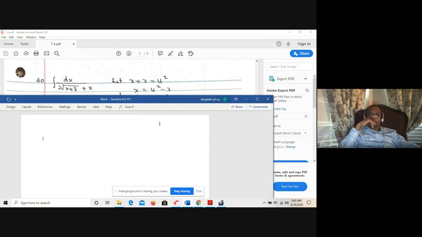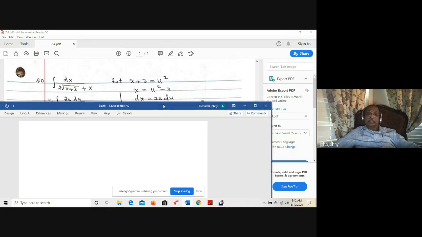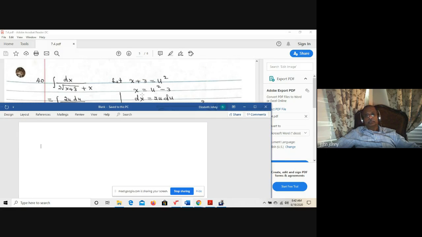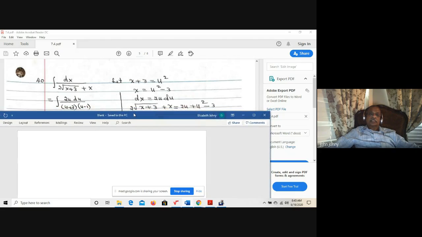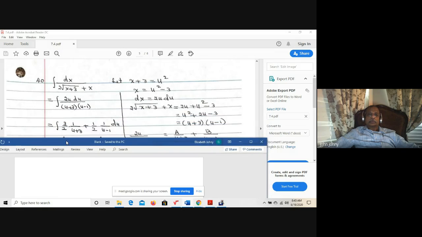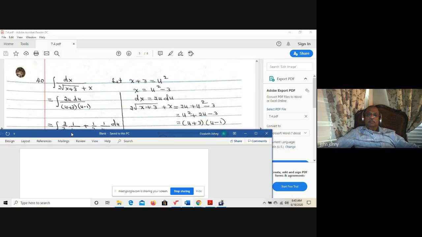So x plus 3 is equal to u square means x is equal to u square minus 3. And so dx is equal to 2u du, because dx over du is 2u. Now you replace x. This is dx, that is 2u du, divided by, okay, so that simplification is here.